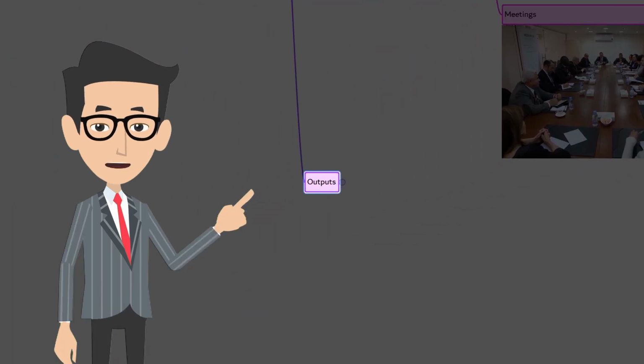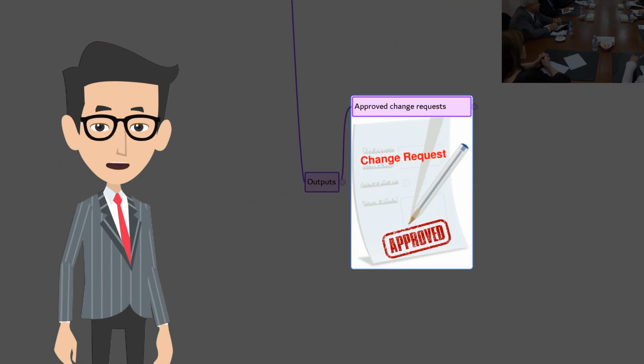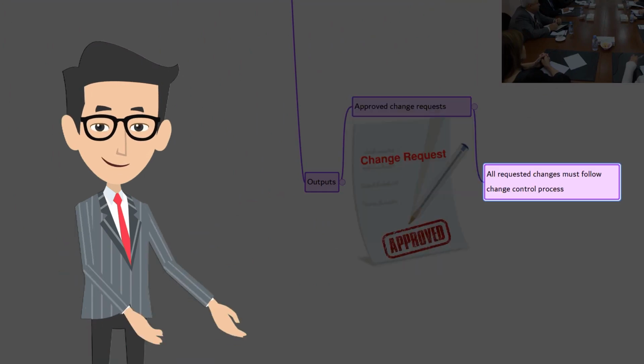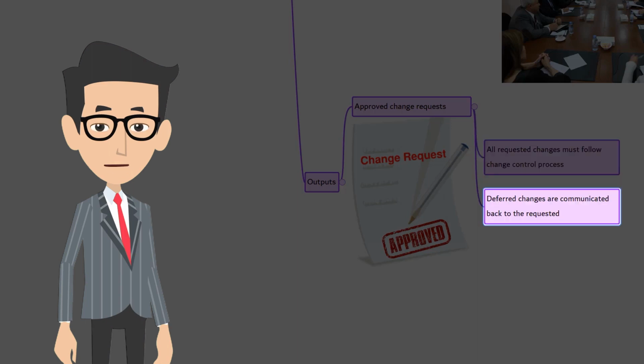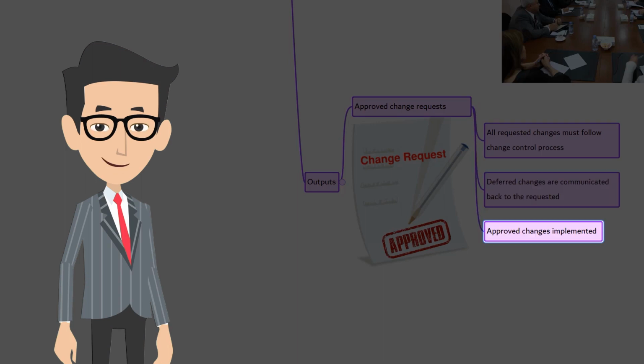Let's talk about the outputs. We have three. Approved change requests. All the requested changes must follow the change control process defined in the project management plan. Deferred or rejected change requests should be communicated back to the requester.